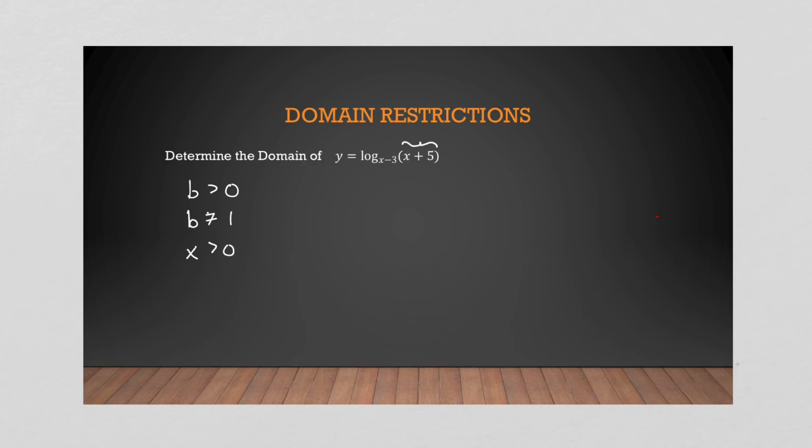So what do I get in this scenario? Well, I need this x minus 3 to be greater than 0. I also need x minus 3 to not equal 1. And then I need x plus 5 to be greater than 0. I need all of those things to occur. So in order for those things to occur, I have x is greater than 3. I have x is greater than negative 5. And I have x cannot equal 4.